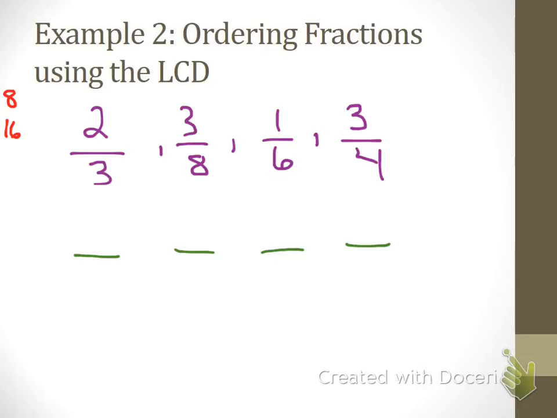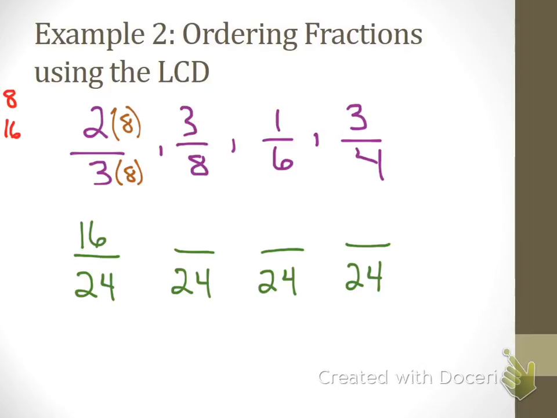Alrighty. Okay, so my LCD is 24. Did you find that? Yes. Okay, 24. So now I go back and 3 times what number gives me 24? 8. So I have to multiply the top number by 8 to get 16. Alright, now I want you to go ahead and do the rest of them. Create the rest of your equivalent fractions.